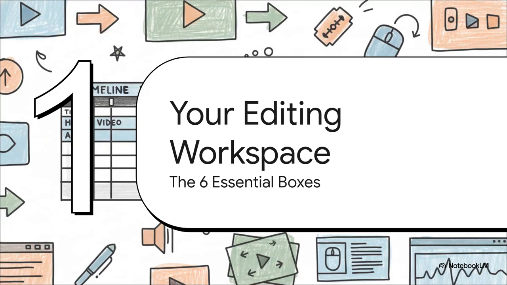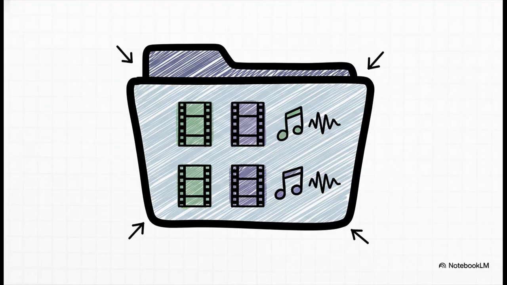Okay, we're in. And I know it can look like the cockpit of a spaceship. But to get started, you only need to understand 4 main windows, or boxes. Let's just focus on those and forget everything else for now. Box number 1, usually down in the bottom left, is your project window. This is basically your media library. All those video and audio files you just imported, they all live right here, just waiting for you to use them.